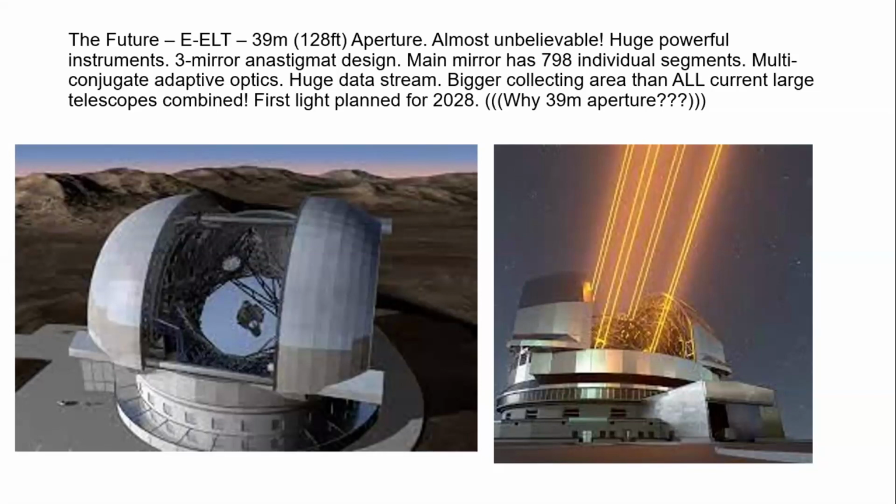Now, why 39 meters? Why not 40? Does anybody know? I think John knows, maybe not. No? Any fans of the Hitchhiker's Guide to the Galaxy? What's the answer to life, the universe, and everything? 42. Originally, they thought we'd make it 42 meters in diameter.